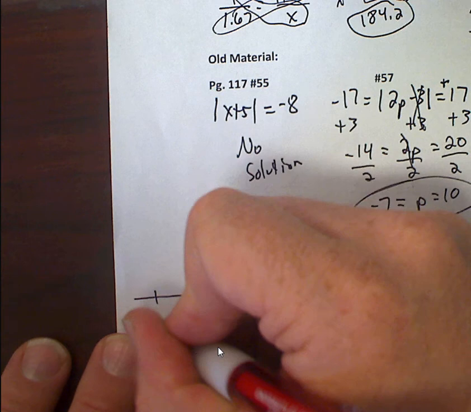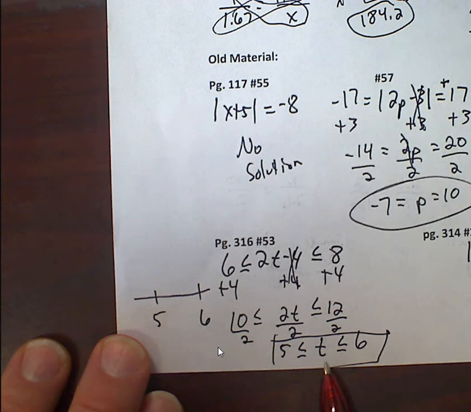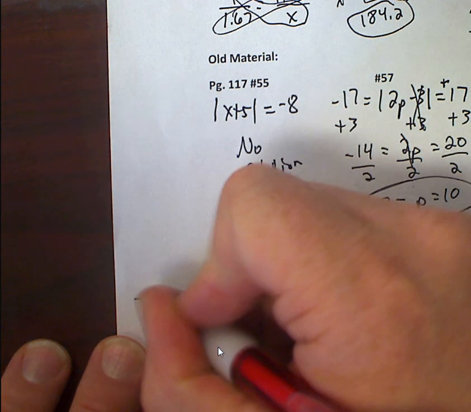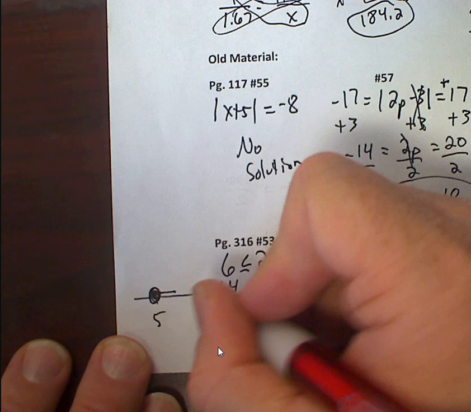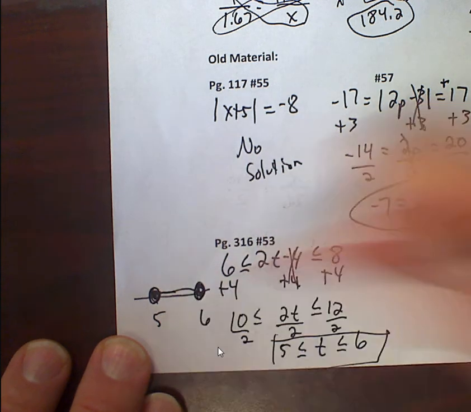Now I can go ahead and graph this. So here's 5, here's 6. I would say t is greater than or equal to 5. Closed circle going to the right. t is less than or equal to 6. Closed circle going to the left.